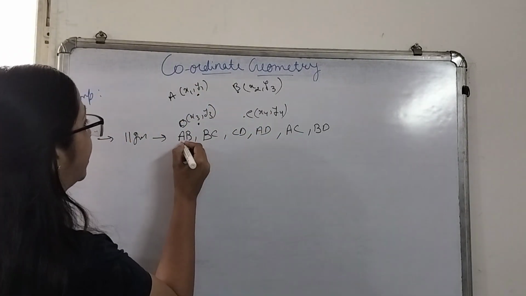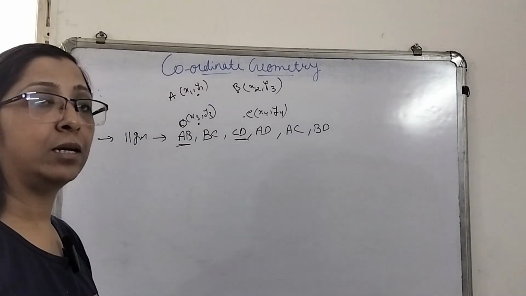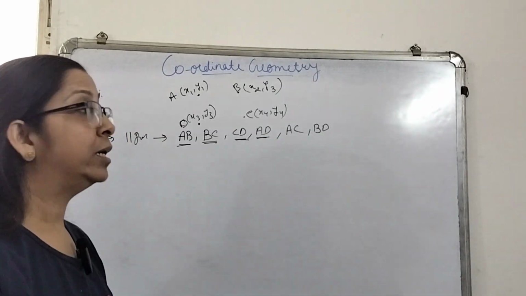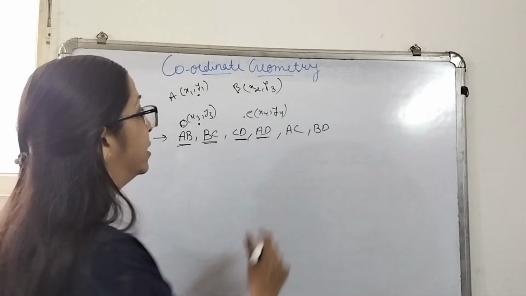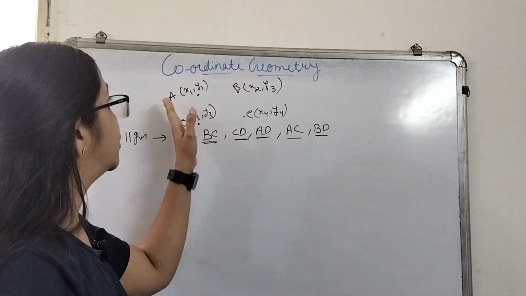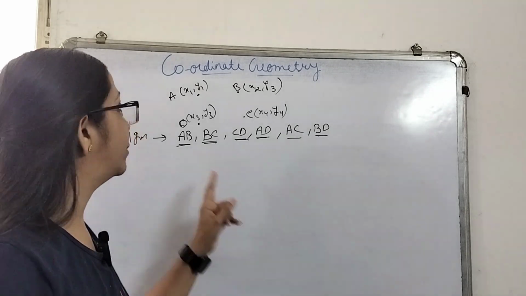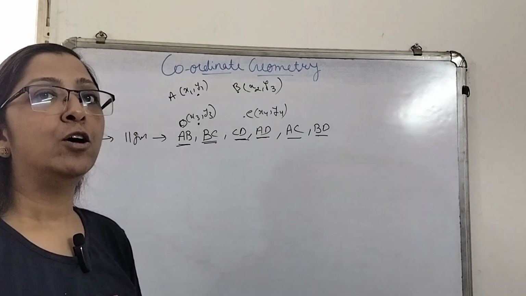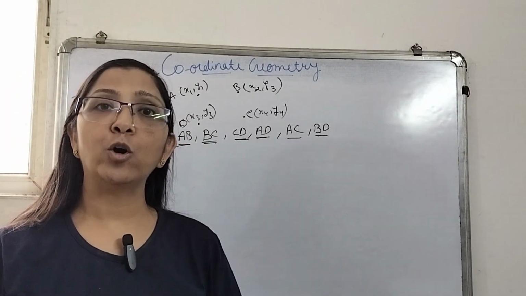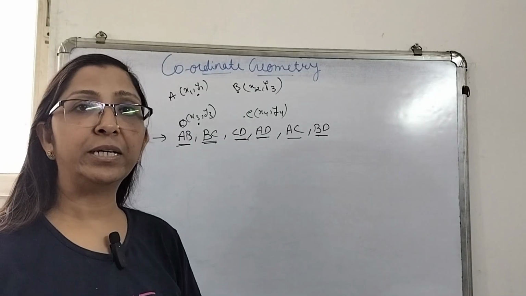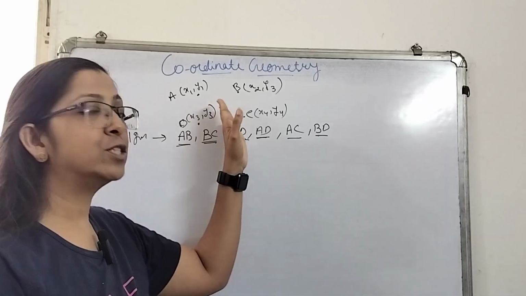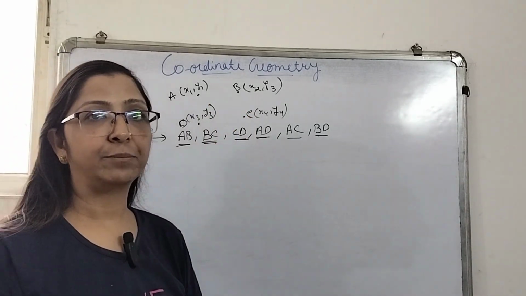If the lengths AB and CD are equal, that means these are the opposite sides. If the lengths of BC and AD are equal, they are also opposite sides, and these diagonals are not equal, then we will say that the figure formed by joining these points will be a parallelogram. That means for a parallelogram, opposite sides should be equal and diagonals should not be equal. If this condition is fulfilled, then we will say that the figure formed by joining these 4 points will be a parallelogram.